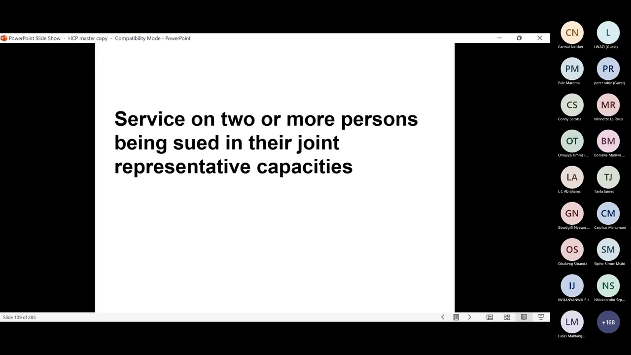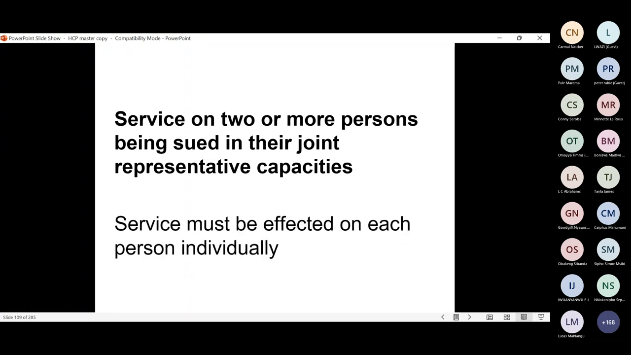Service on two or more persons being sued in their joint representative capacities must be served on each person individually. You can't serve it only on the one and then say, okay, you are both deemed to be served.